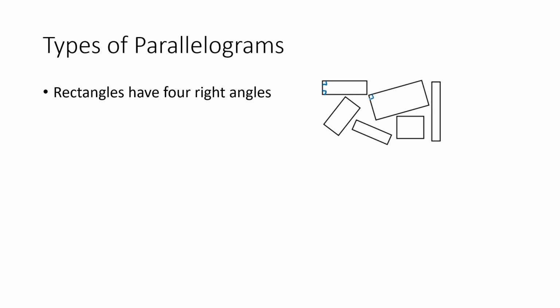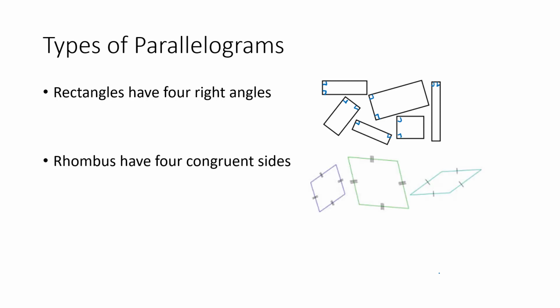So digging into parallelograms a little bit more, we have what are called rectangles, and these you're probably very familiar with. Rectangles come with four right angles. As long as there's four right angles in the parallelogram, we will say it is a rectangle. This is contrasted with the rhombus, or rhombi for plural. Rhombuses have all four sides congruent. All four sides are exactly the same on every rhombus.